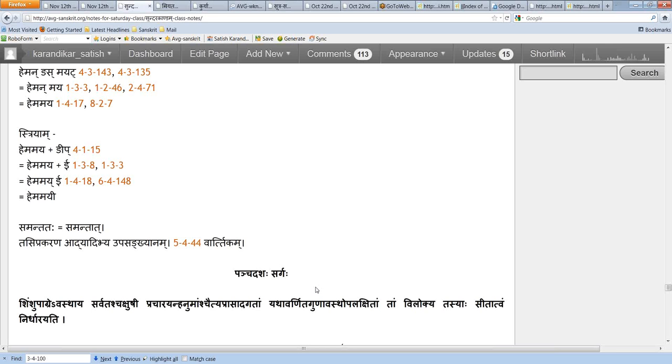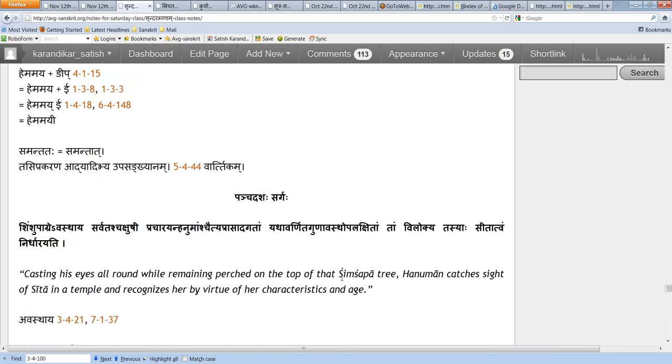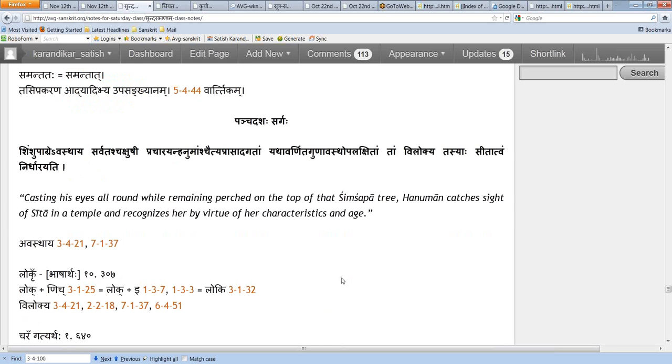Okay, let's start with this Sanskrit Varnam, Sankshipta Varnam, Panchadasha Sarga, 15th chapter. I think last time we just introduced this one, we didn't look at it in great detail.